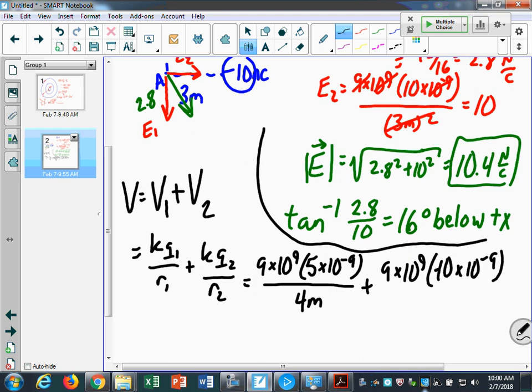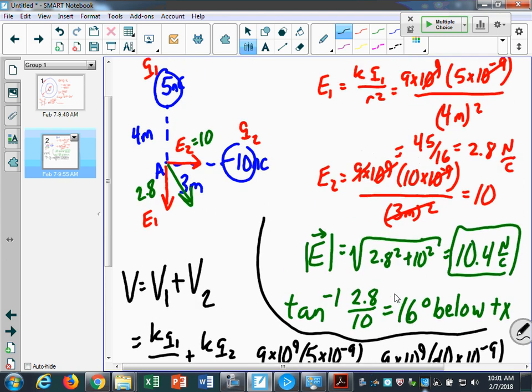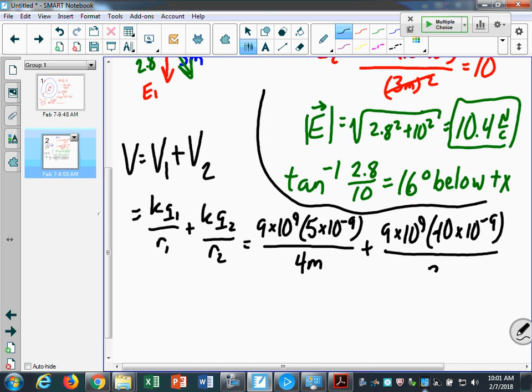Whoop, don't forget my negative sign there. If you do, you'll probably get an answer that's also an option. So double check when you're done just to make sure that you've gotten all your negatives in the right place. Divided by the distance, which was 3 meters. Notice these aren't squared. It's kQ over R.